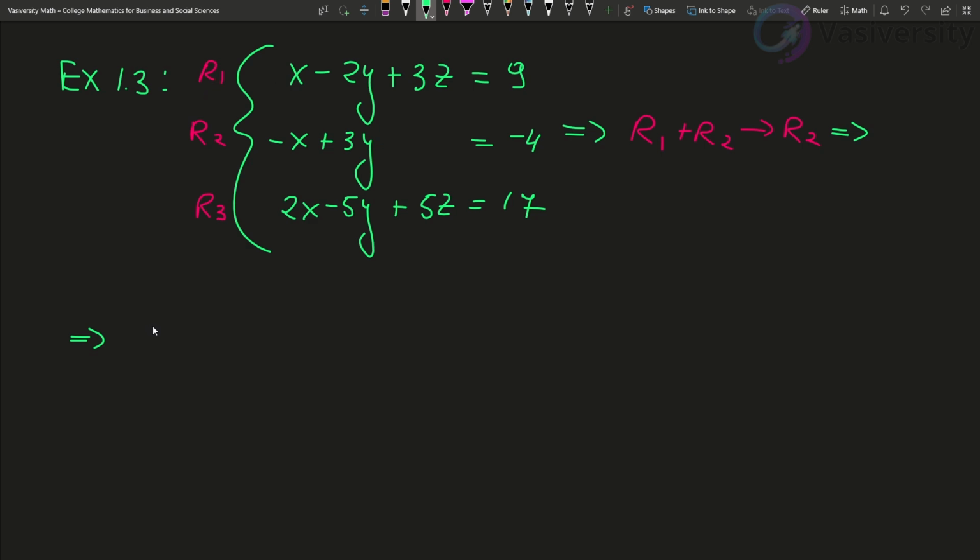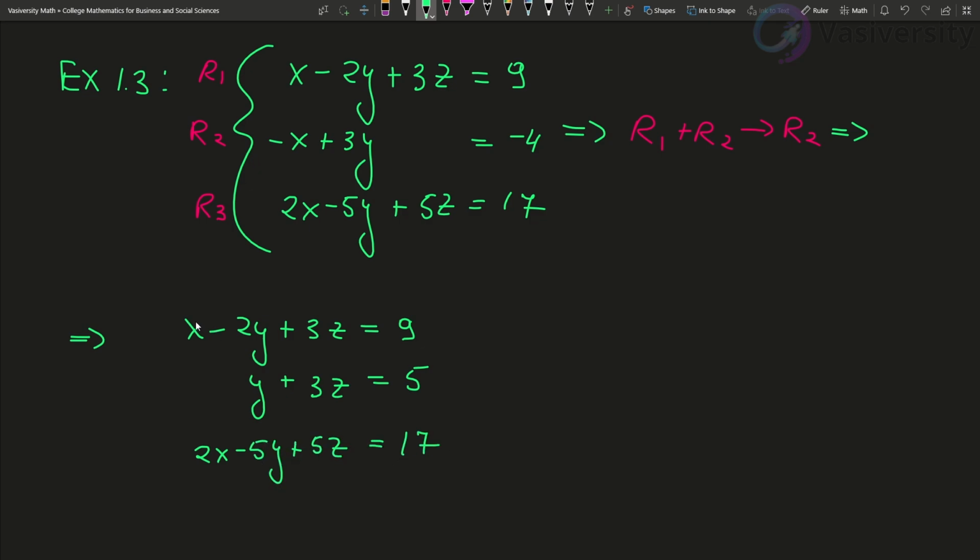Okay, so if we do so, we're going to have x minus 2y plus 3z is equal to 9. When we add the two equations, what are we going to have here? We're going to have y plus 3z is equal to 5. And then the last one is going to be 2x minus 5y plus 5z is equal to 17. Okay, so that's now our row 1, row 2, row 3.